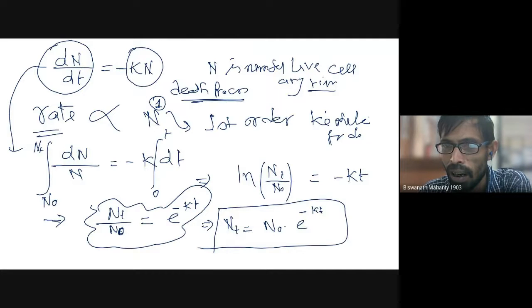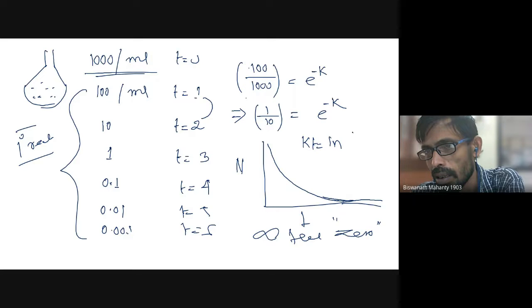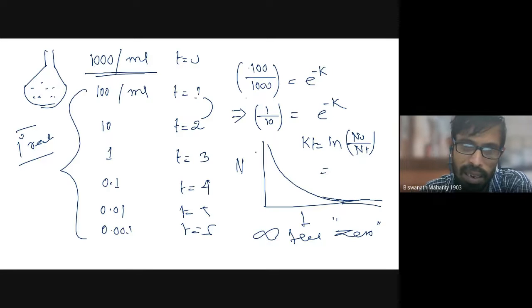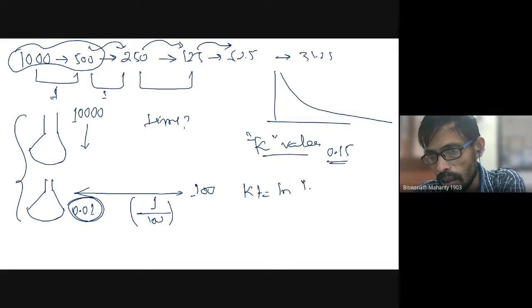Use the formula. What is the formula? minus Kt equal to ln Nt by N0, so Kt equal to ln N0 by Nt. So I can simply say Kt equal to ln N0 by Nt. N0 I already know.